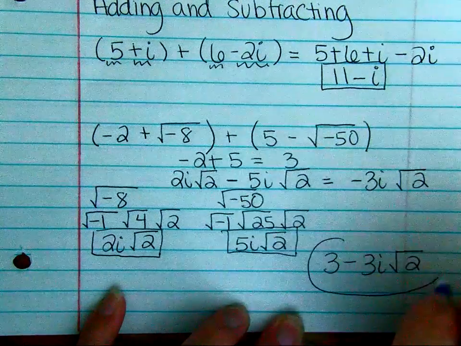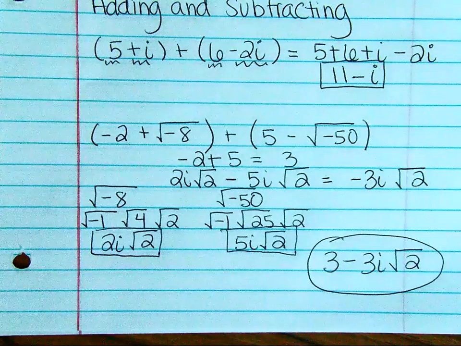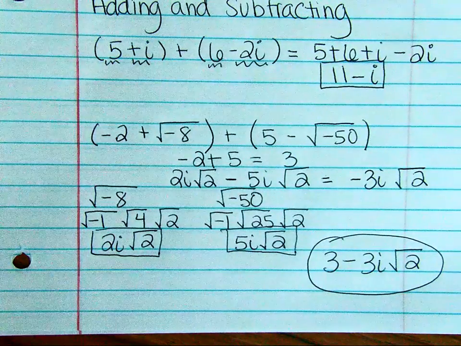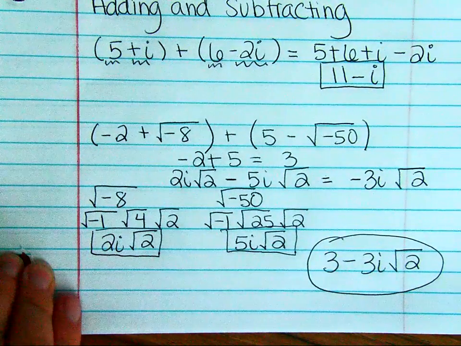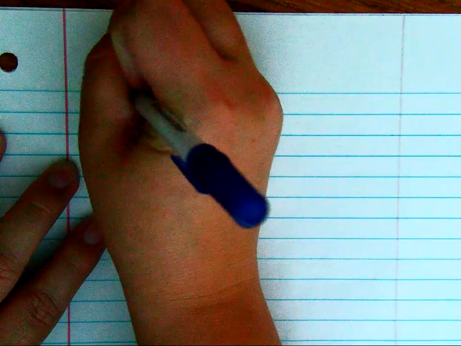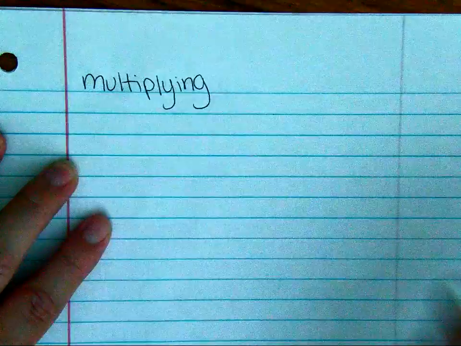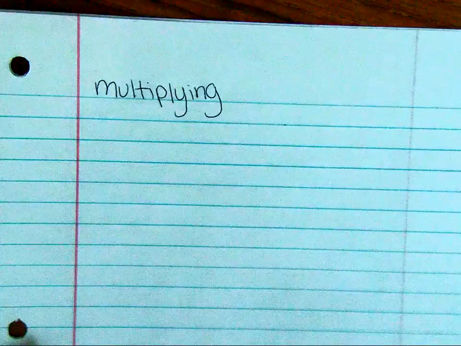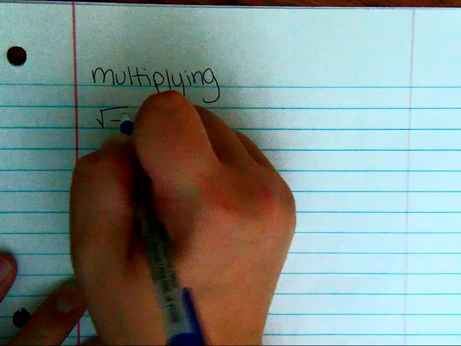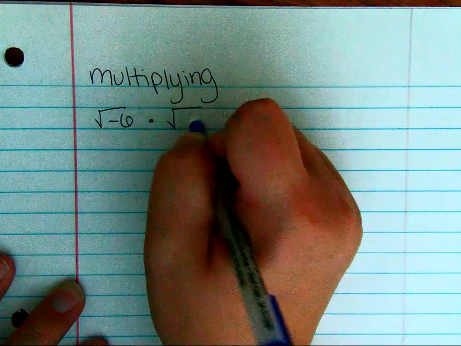Okay? All right, next thing we're going to talk about. We've got adding and subtracting. Next thing is going to be multiplying. So let's say I want to multiply the square root of negative 6 times the square root of negative 2. Okay?